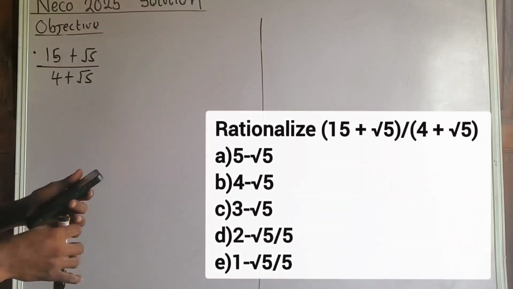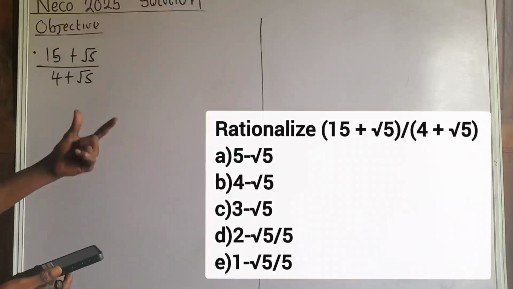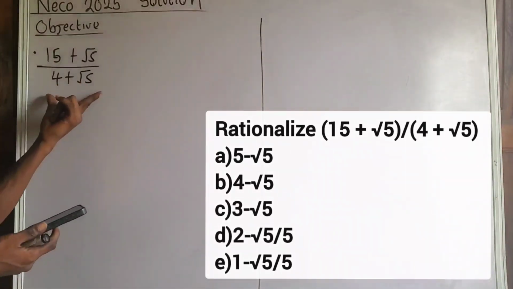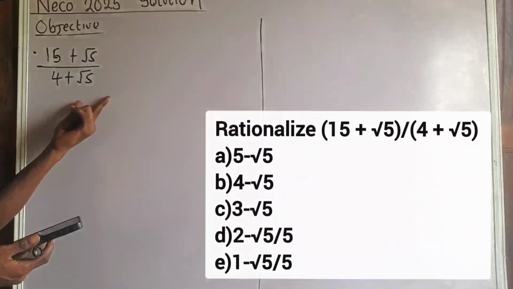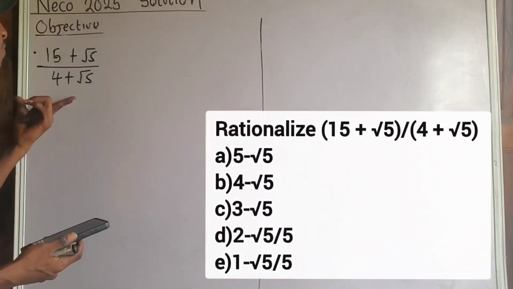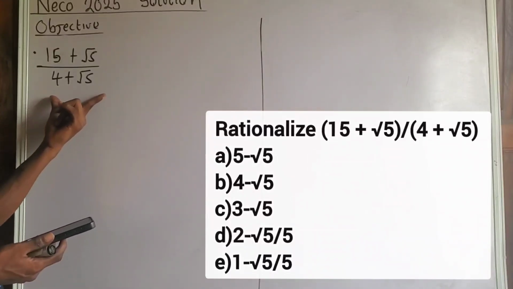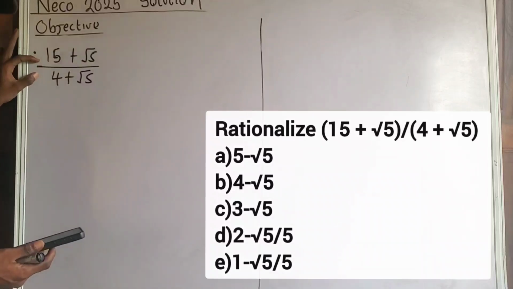This question is coming from a topic known as surd. In surd, if you want to rationalize, the denominator consists of an irrational part. So if you want to rationalize this, you have to do something to this surd in such a way that you won't have a square root at the denominator again. The denominator consists of square roots.